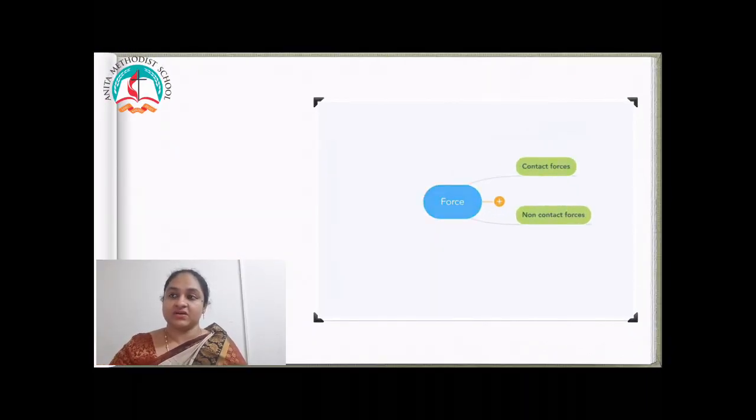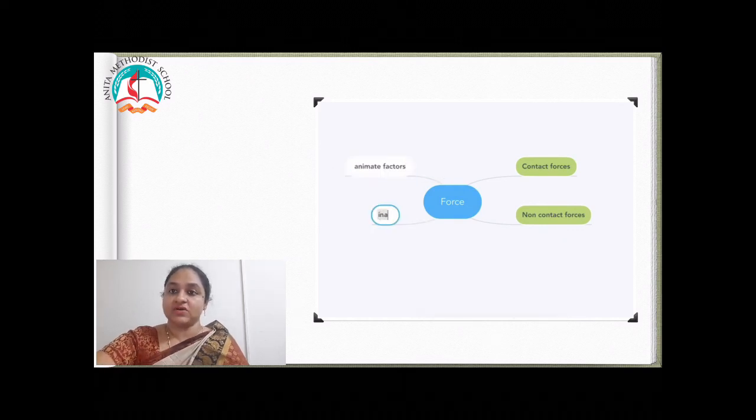So far we learnt about forces, contact forces and non-contact forces. The forces are based on their contact. Then we have forces based on agencies, animate factors and inanimate factors.